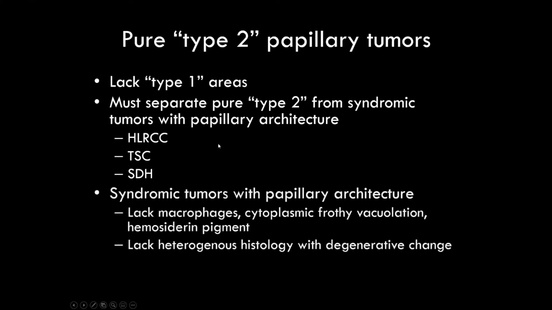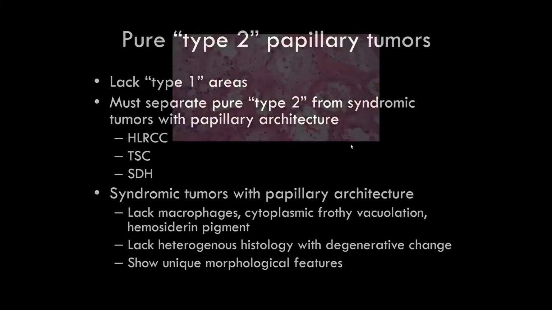So what we look for in syndromic tumors, and how do we diagnose syndromic tumors for further follow-up, will be to look for certain elements. Essentially, most of these syndromic tumors lack the macrophages, they lack frothy vacuolation in the cytoplasm, and they don't have hemosiderin pigment, and they don't have that heterogeneous looking histology with degenerative changes that we usually see in papillary renal carcinoma, and they show some unique morphological features. So let me try to explain this better by showing you some pictures.